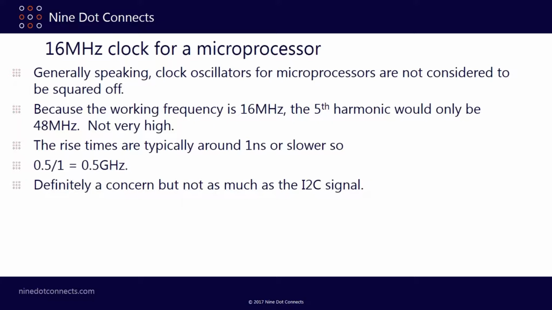The 16 megahertz clock for a microprocessor, which was B, again, because the working frequency is only 16 megahertz, the fifth harmonic would only be 48 megahertz, not very high. And because they're not typically squared off, then the rise time is going to be slower. So if we took it as the fastest, then 0.5 divided by 1 nanosecond would be 0.5 gigahertz. Again, definitely a concern, but not as much as the I squared C example.